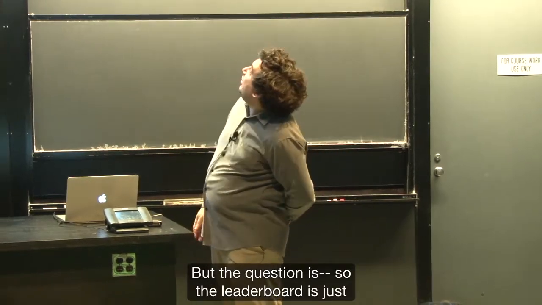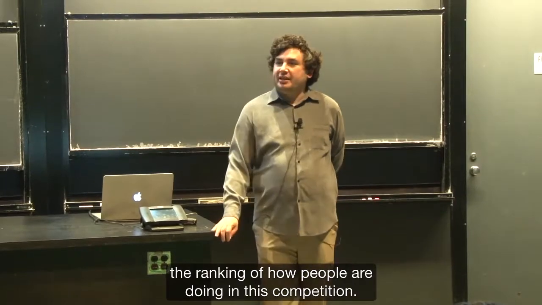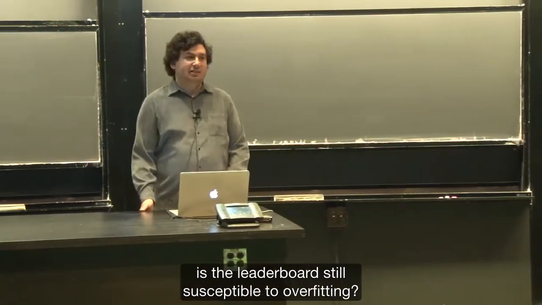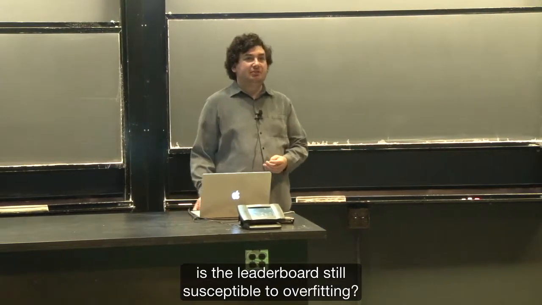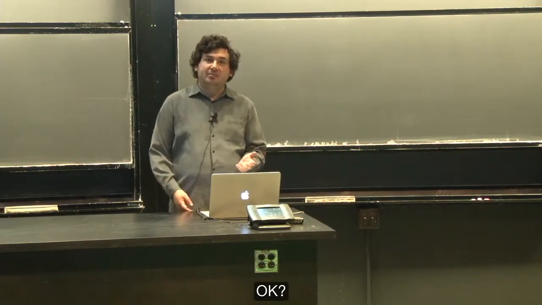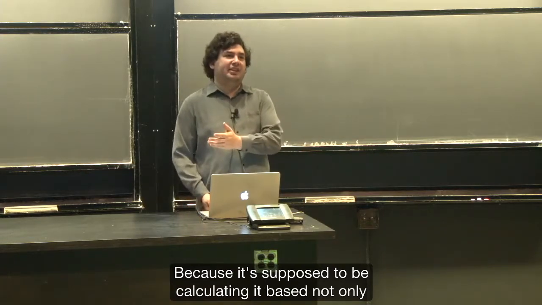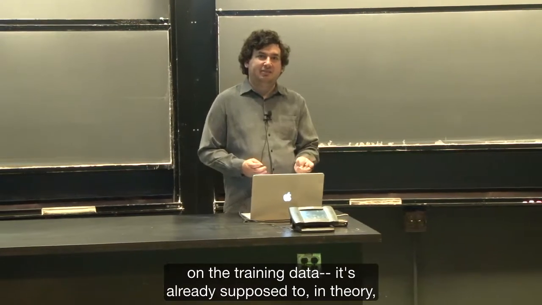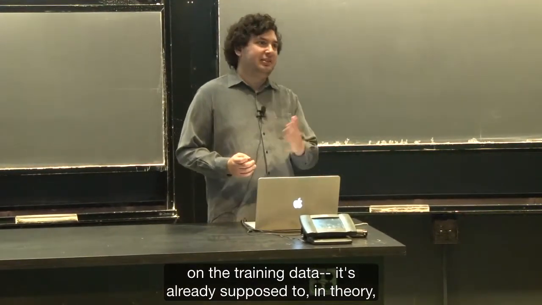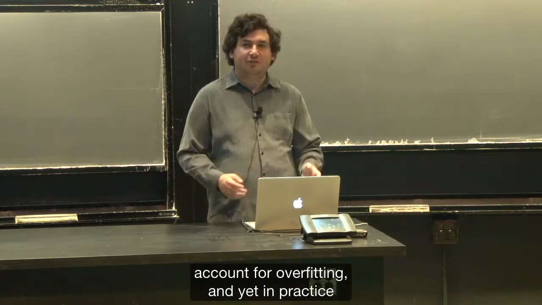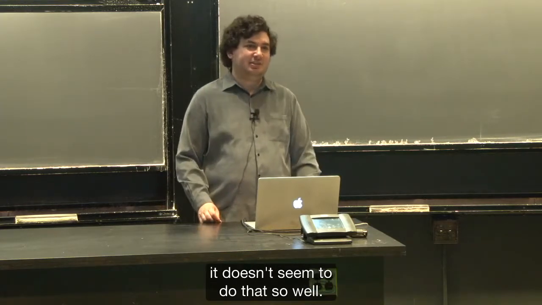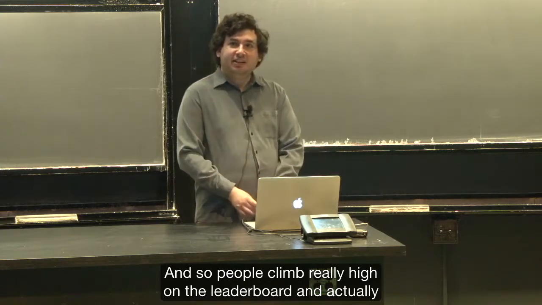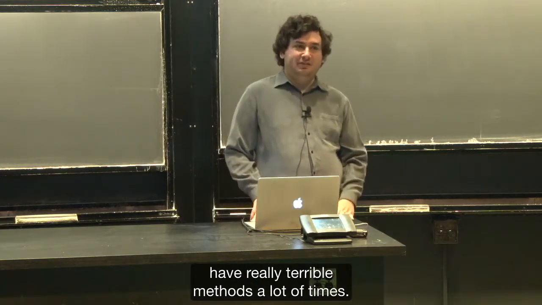The leaderboard is just the ranking of how people are doing in this competition. And the question is, to what extent is the leaderboard still susceptible to overfitting? Because it's supposed to be calculating it based not only on the training data, right? It's supposed to, in theory, account for overfitting, and yet in practice, it doesn't seem to do that so well. And so people climb really high on the leaderboard and actually have really terrible methods a lot of times.